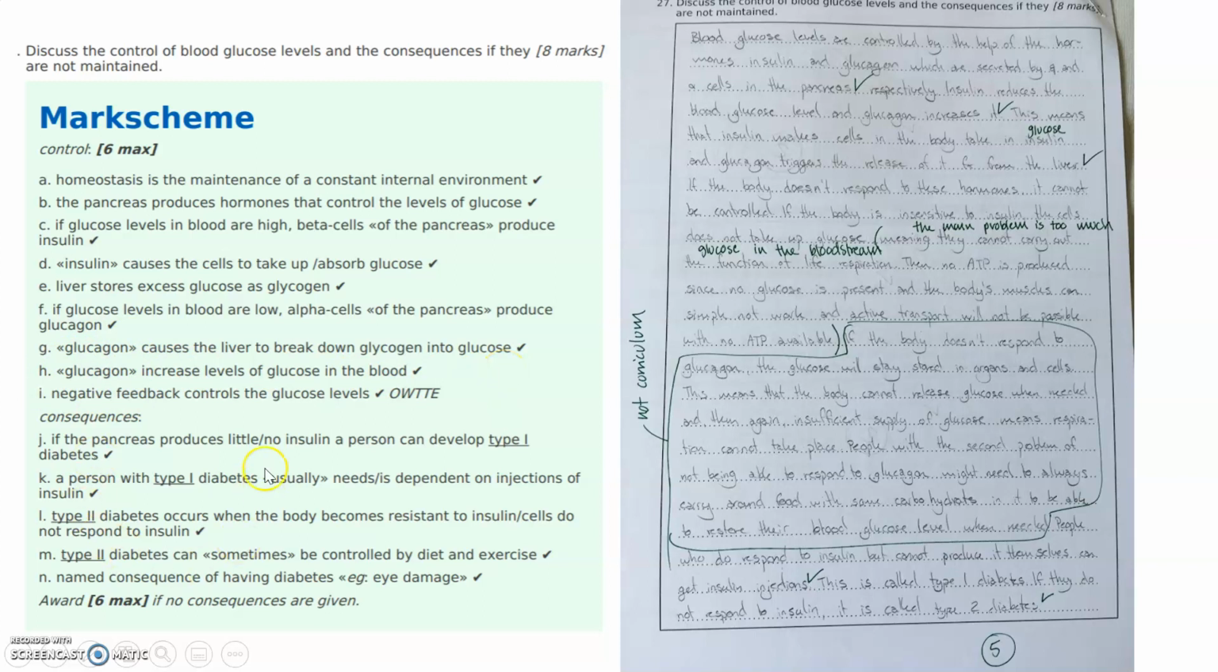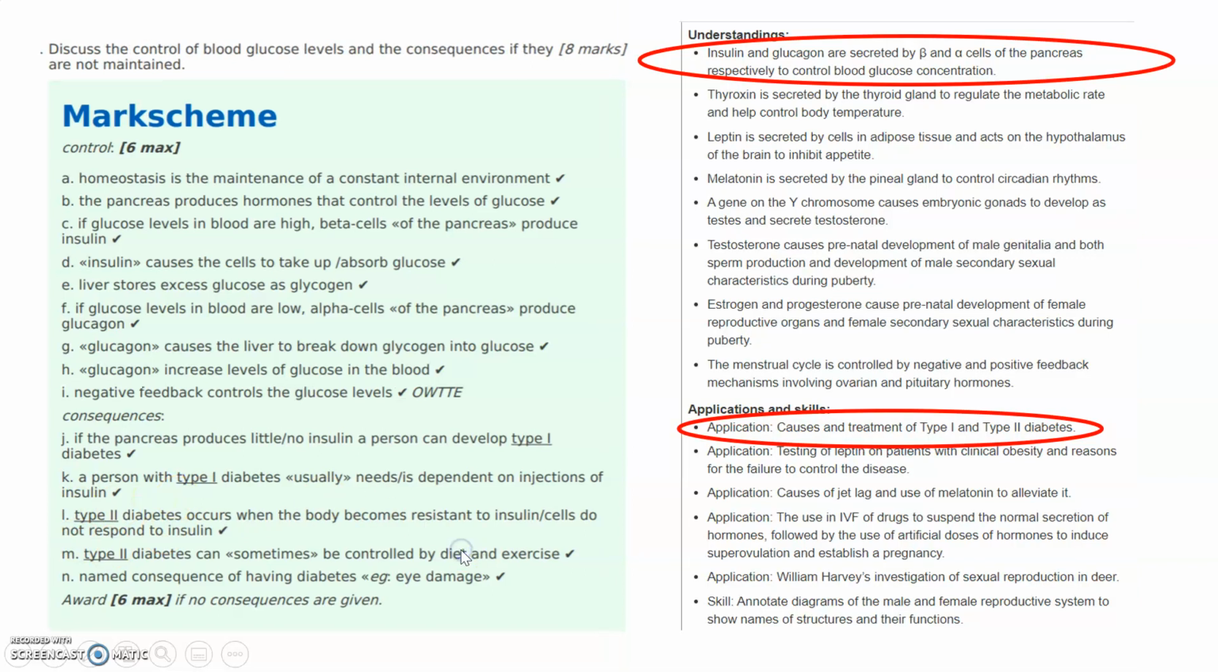And then the second part of the question has to do with type 1 and type 2 diabetes, and their causes and consequences. So a little bit about how they can be treated. Type 1 diabetics have to inject themselves with insulin, and type 2 diabetes can often be controlled by diet and exercise.